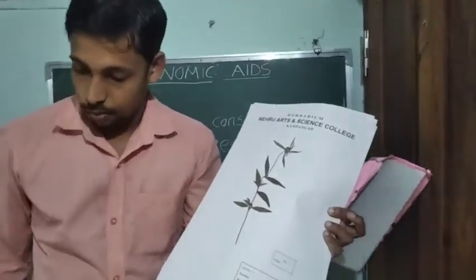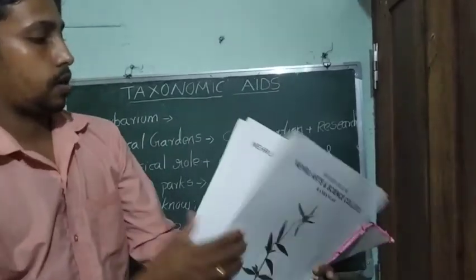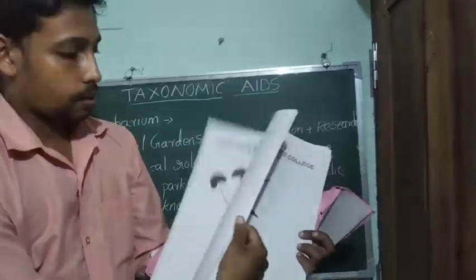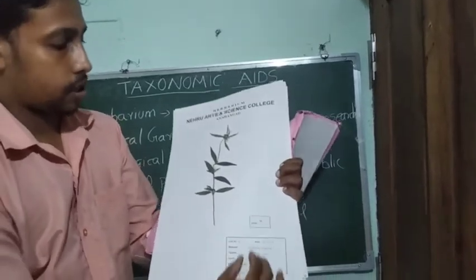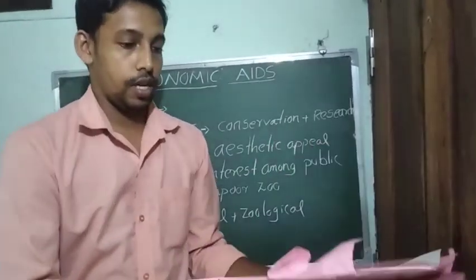So it is a herbarium. All these are what? Herbarium sheets. And this herbarium sheet may consist of what? This information may be there in the herbarium sheet.